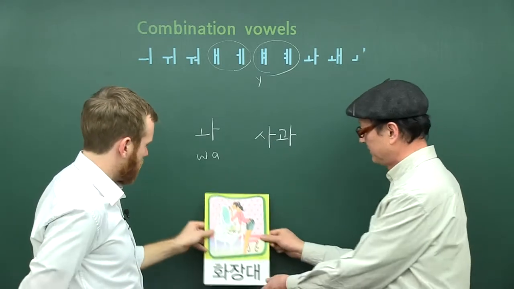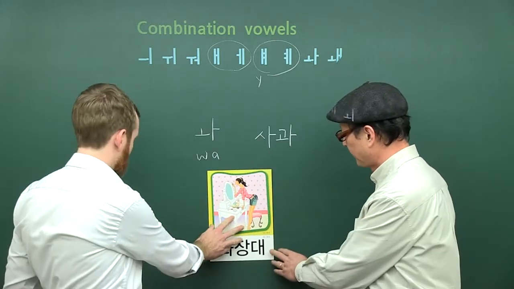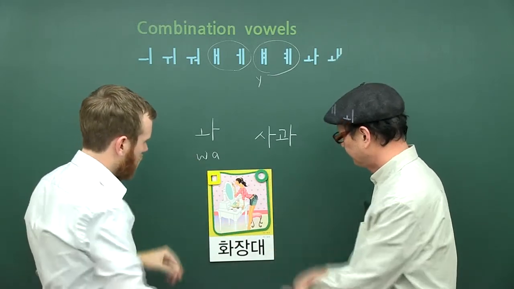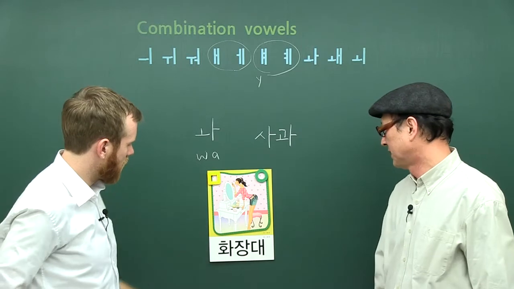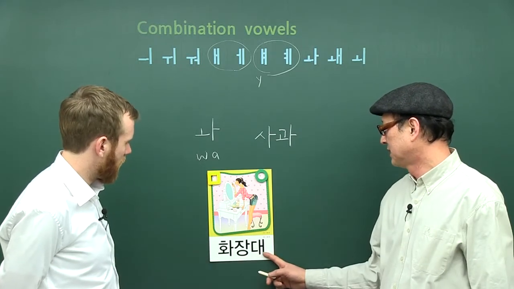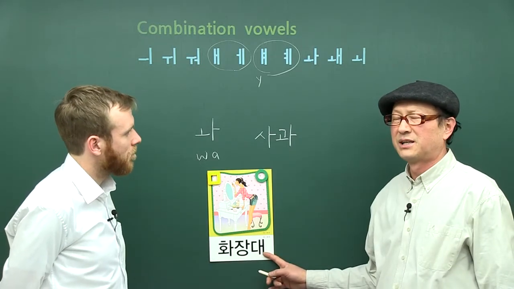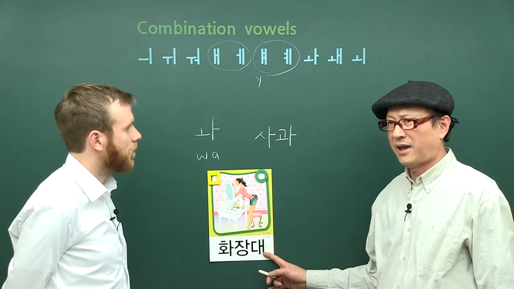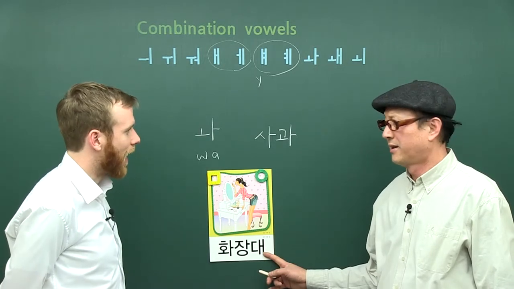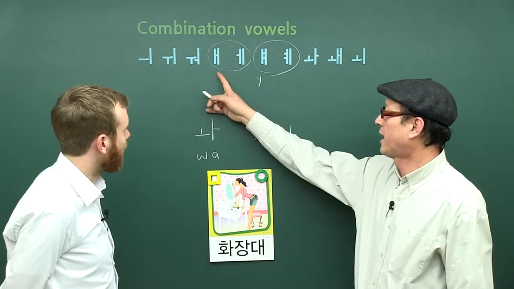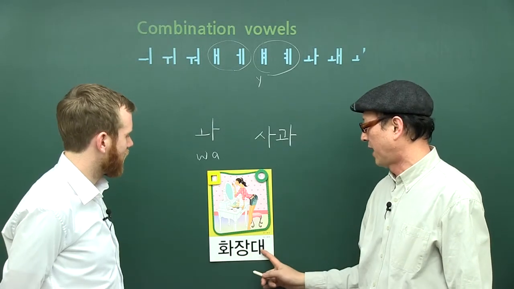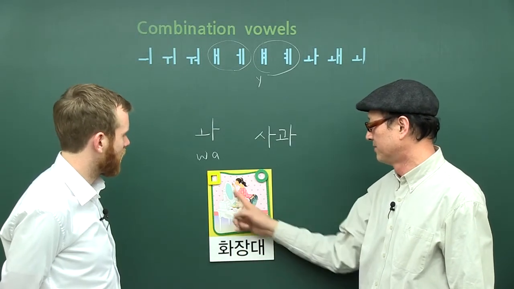Okay. 여기에 하나 있어요. Sure. 네. So we've got an example here in the last syllable. 이거는 그러니까 let me say it first. 대. 대. 에. 이건 에예요. 화장대. Right.